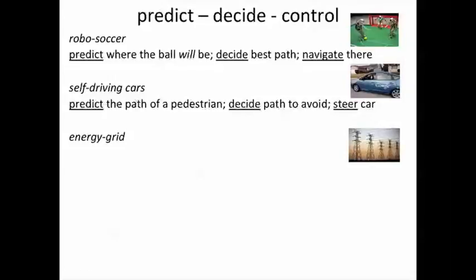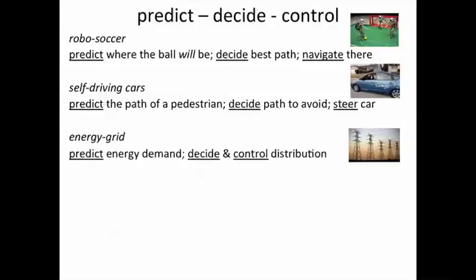We've all heard about the intelligent energy grid, which is going to change the way we consume electricity and natural resources. These things happen already today. Grids predict the energy demand, decide and control the distribution, all using techniques very similar to those that we have discussed, and these are already in place.